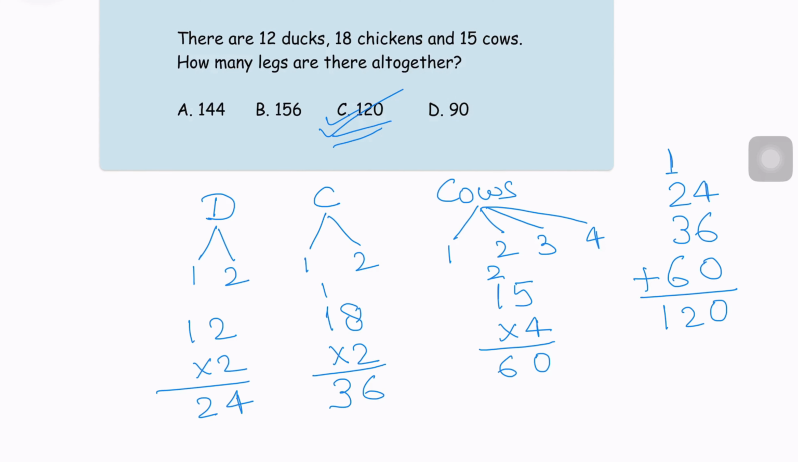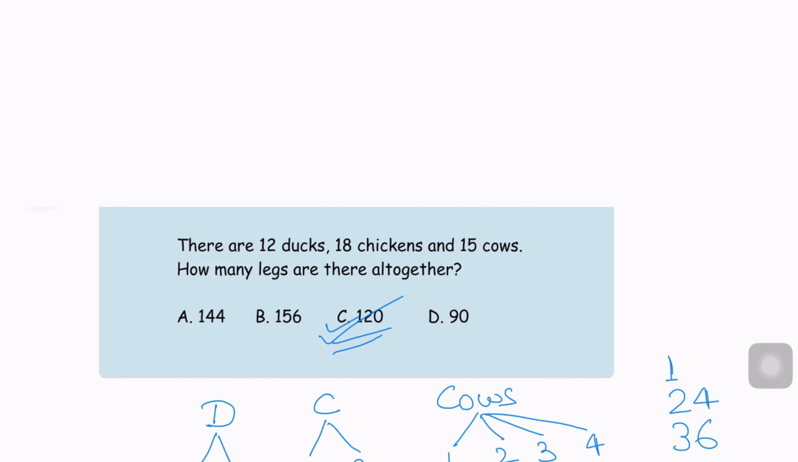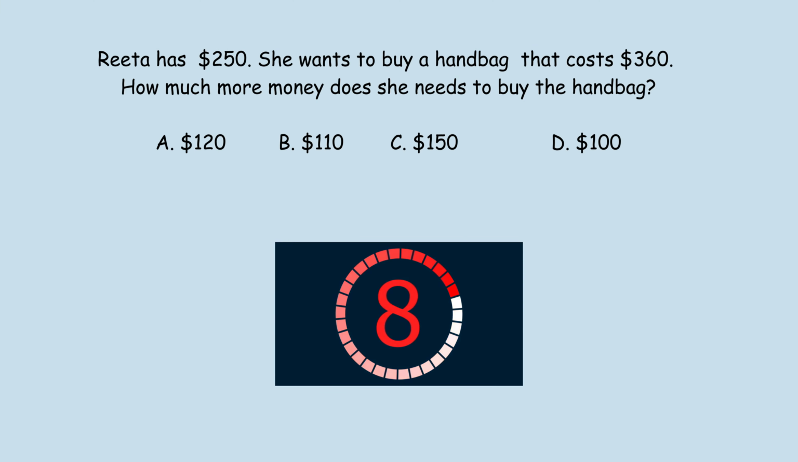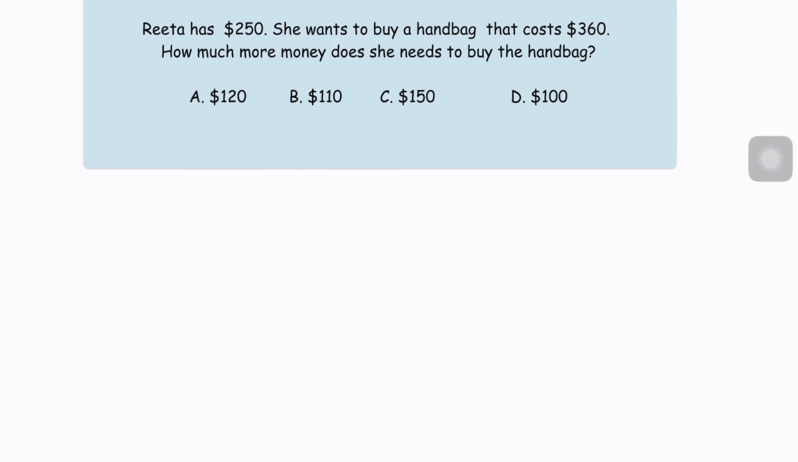If you got this answer correct, you can give 1 score to yourself. Here is the next question on your screen. Try and then we will do it together. So this is another Olympiad question. Let's try to do this question together.